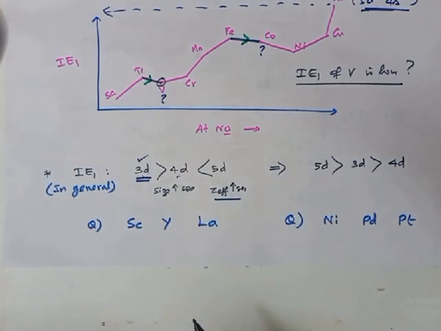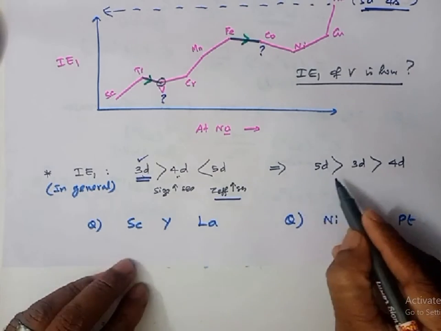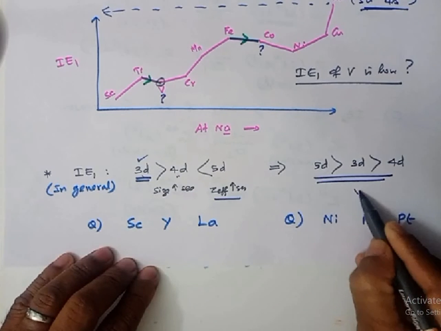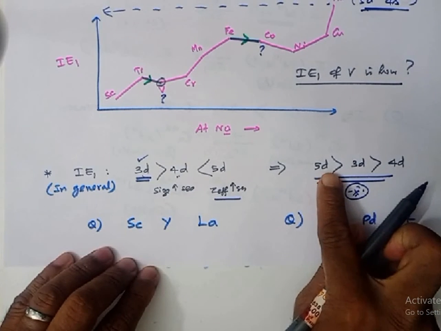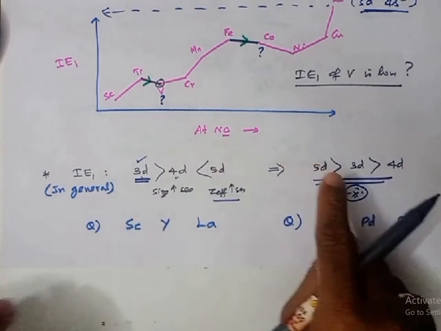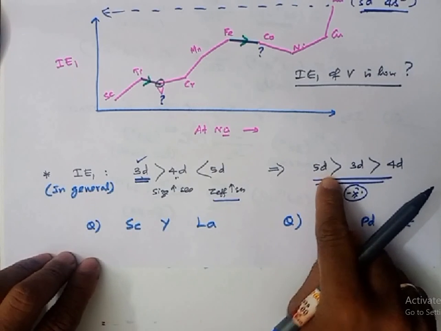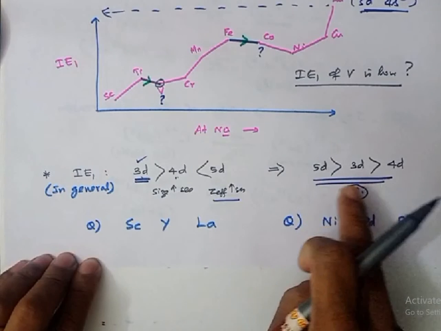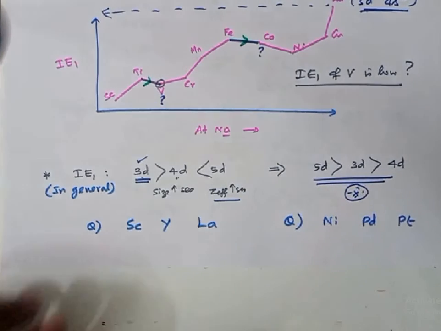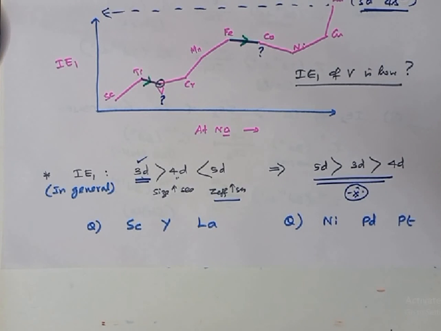Then what is the order? The general order is this, student. Very important, note down. 5d series elements have the highest first ionization energy, then 3d, then 4d. This is the general order. Keep this in mind. Is this clear, student?